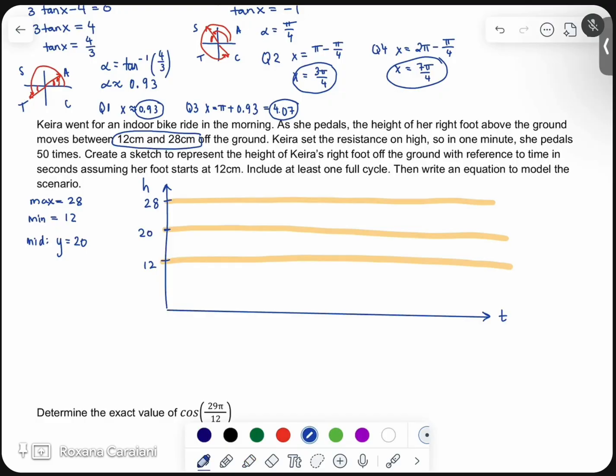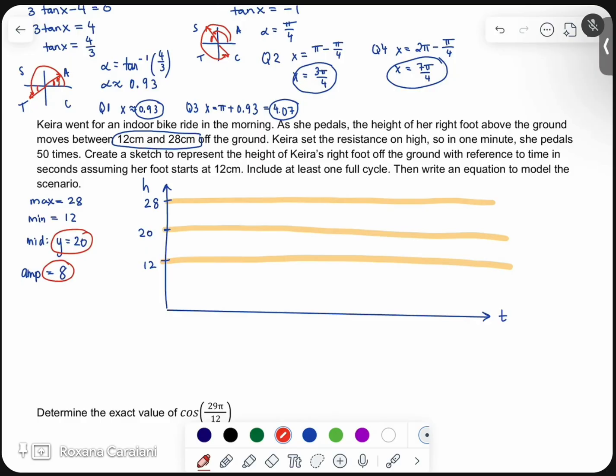And once I have these, it would also be helpful to get my amplitude. Now my amplitude, remember, is just the distance from your midline up to the max or down to the min. So I can see visually here that it's 8. But you could also do the maximum minus the minimum, so 28 minus 12, and then take that answer, which is 16, and divide it by 2 to get 8. These values here are going to be important for our equation creation, but right now we're just trying to sketch.